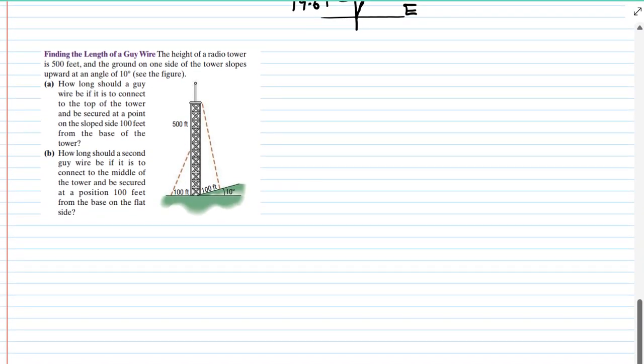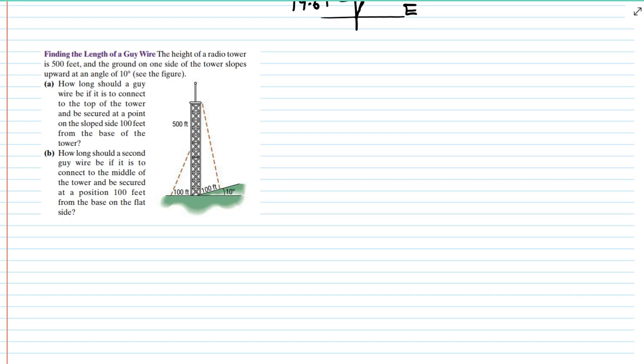Now let's take a look at another example here. This one is interesting too. For this example, we were told that the height of a radio tower is 500 feet. So we know that part. The ground on one side of the tower slopes upward at an angle of 10 degrees. In part A, notice on the left side it does not angle, it's flat.